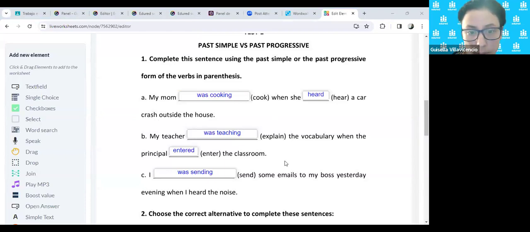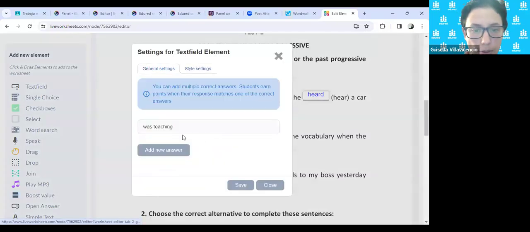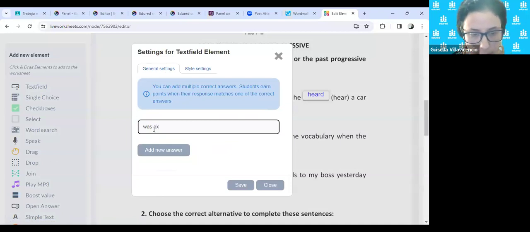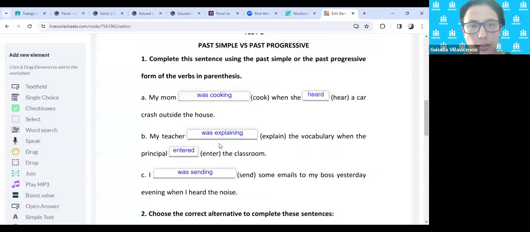Was explaining. Oh, me equivoqué. Era was explaining. Yo le había puesto was teaching. Thank you. Okay. Ya, listo. Ya tengo mi primera pregunta.